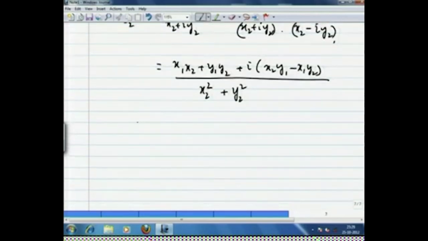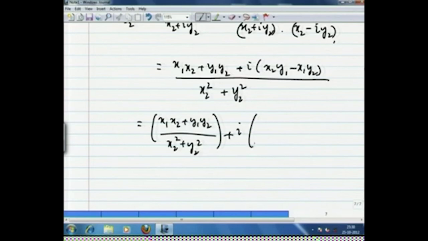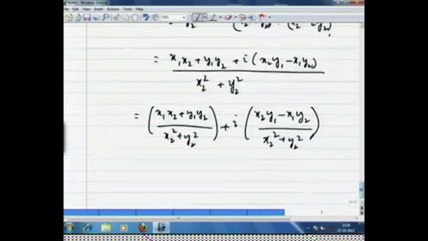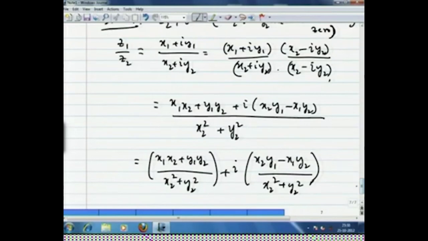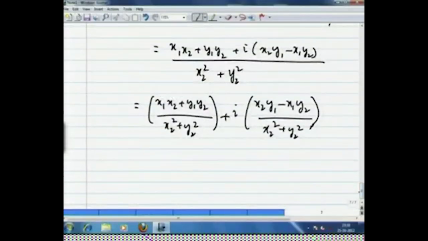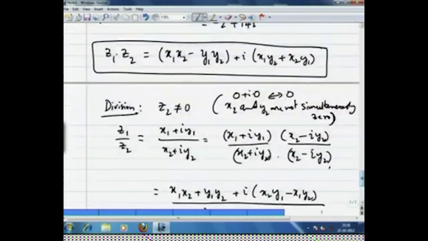Then we can divide this into its real and imaginary parts: (x 1 x 2 plus y 1 y 2) divided by (x 2 squared plus y 2 squared), plus I times (x 2 y 1 minus x 1 y 2) divided by (x 2 squared plus y 2 squared). So we are now able to write z 1 by z 2 in the form a plus I b by using this process. Notice that z 1 by z 2, when z 2 is not 0, is already a complex number. There is nothing more one needs to do. All we are trying to do is put it in the form a plus b I, which is how we said we are going to represent a complex number. So this is your rule for division of a complex number z 1 by a non-zero complex number z 2.